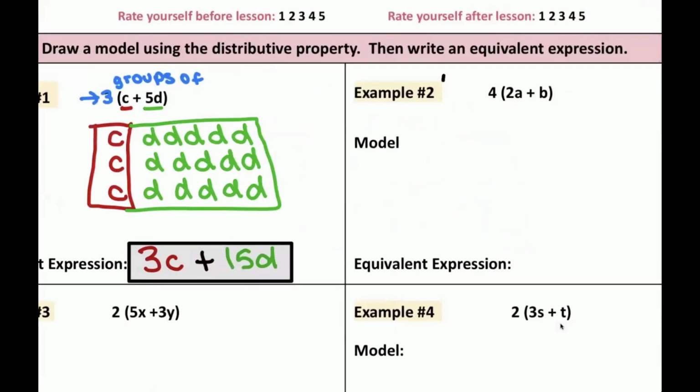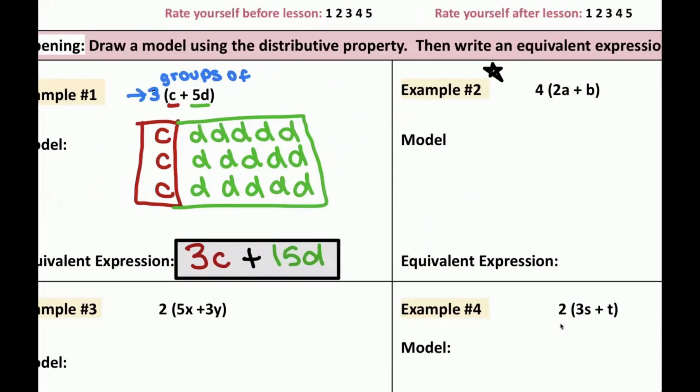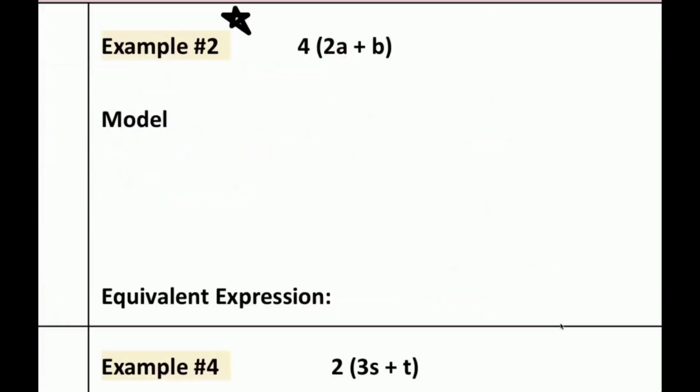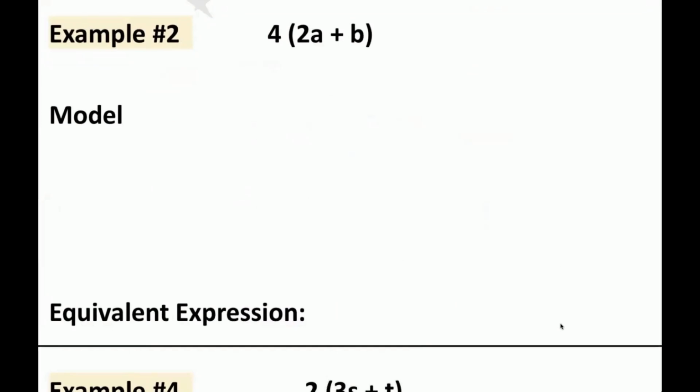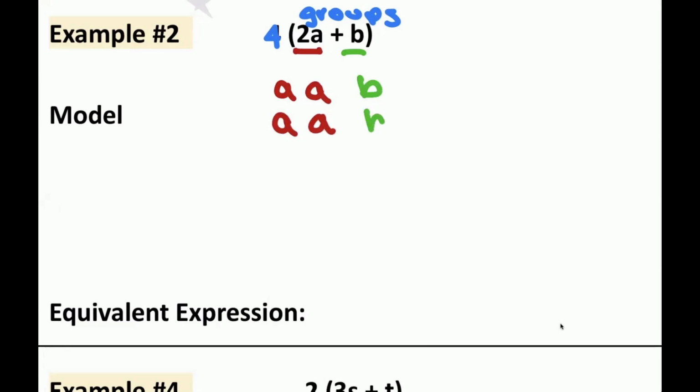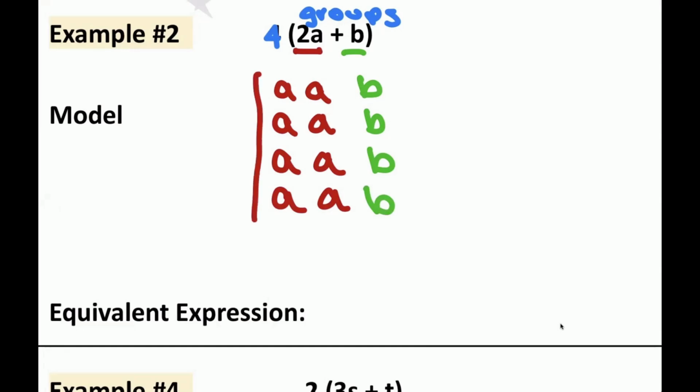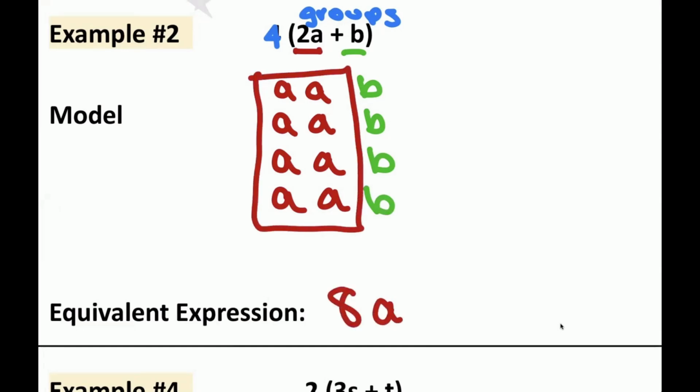Go ahead and try example number 2 on your own, then come back to the video. For example number 2, we have 4 groups of 2A plus B. So I'm going to start by drawing 2A plus B. There's one group, it's another group, and we'll repeat this 4 times. Now I can easily see that we have 8A plus 4B. That is our equivalent expression.